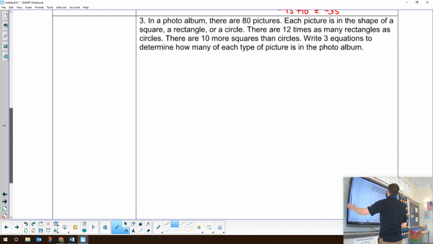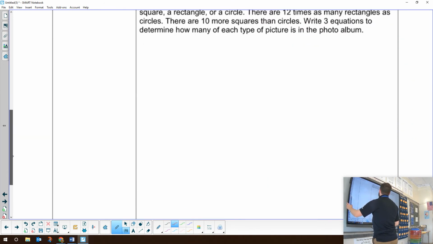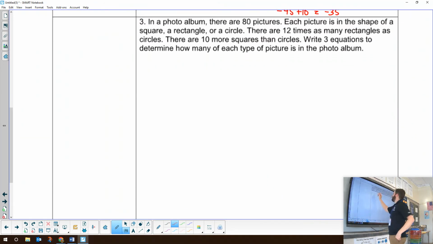So number 3, it says, in a photo album, there are 80 pictures. Each picture is in the shape of a square, a rectangle, or a circle. So that square, rectangle, circle, that's what we're going to be looking for. So I'm going to say my S is going to be for my square picture frames. My R is going to be for rectangle picture frames. And then I'm going to use C for my circle picture frames.